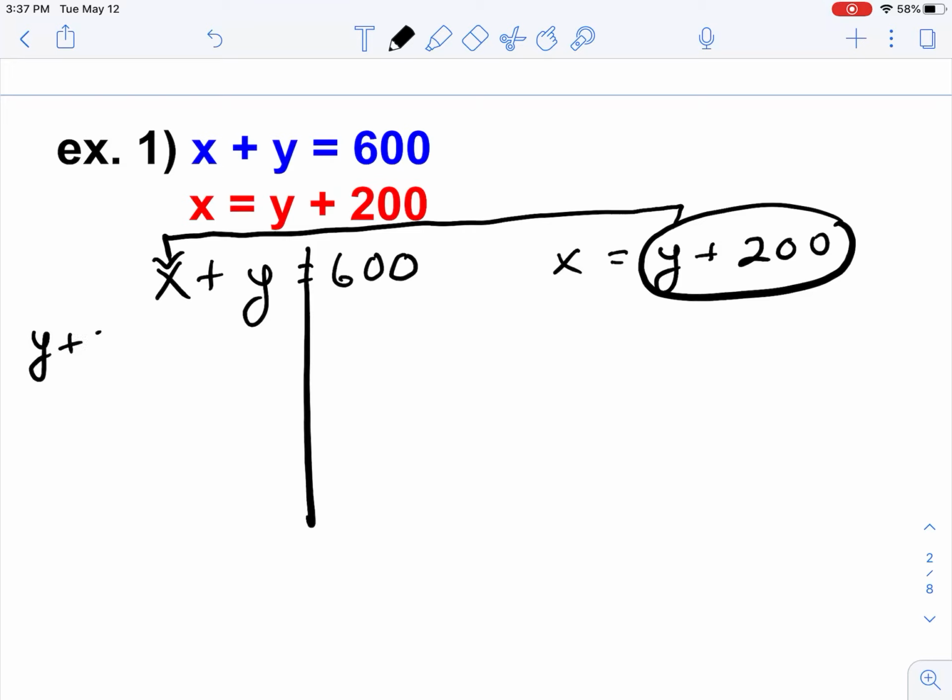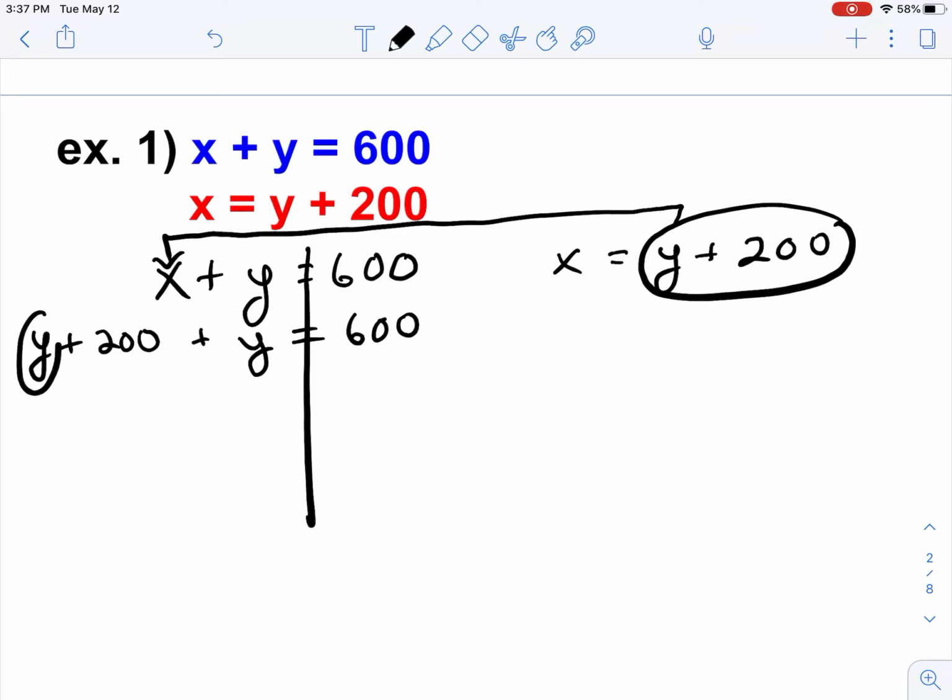In its place, we're putting y plus 200, but we still have to have the plus y that's still left on that left-hand side, and then equals 600. Take a quick check and look. Do you have just one type of variable in your equation now? And it looks like we have all y's, so we're good to go.